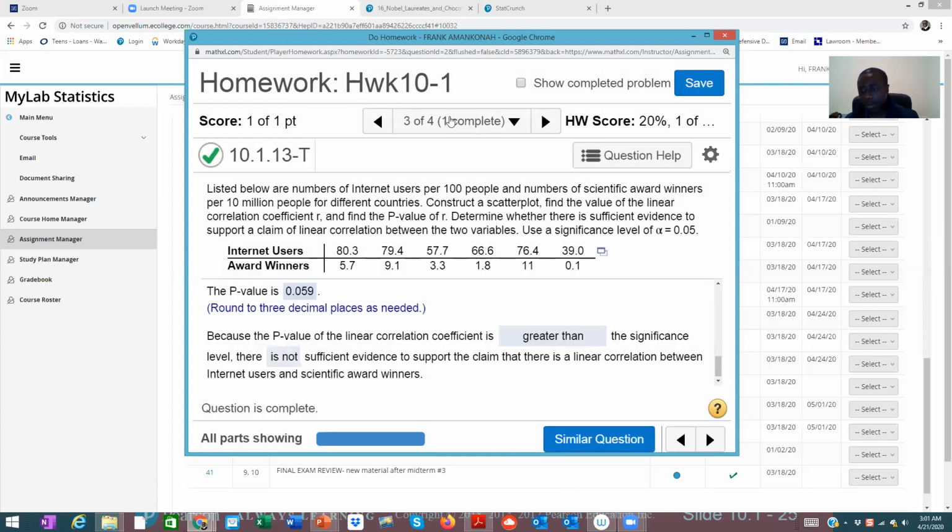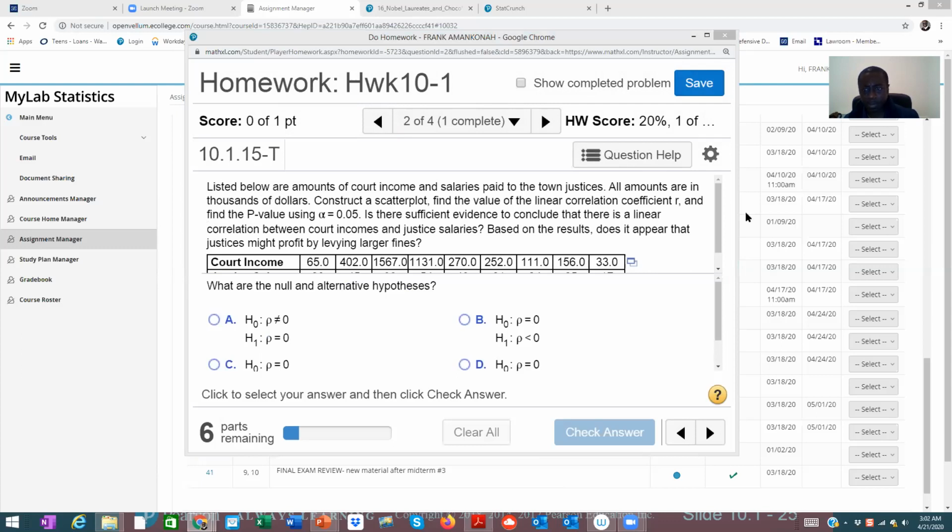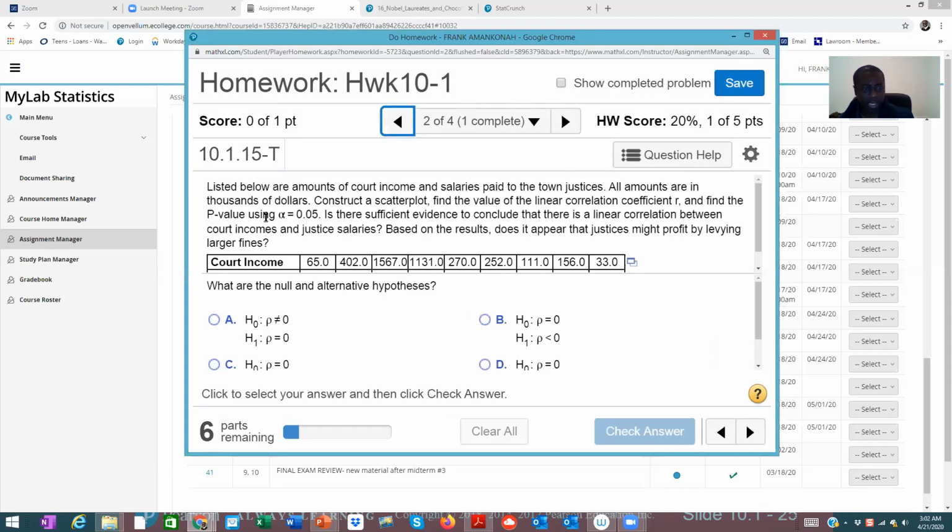Okay, and here is an example. Let's go to question number 2. Here's the question. It says, listed below are amounts of court income and salaries paid to the town justices. All amounts are in thousands of dollars. Construct a scatter plot, find the value of r, and find the p-value using alpha equals 0.05. Is there sufficient evidence to conclude that there is a linear correlation between the two?